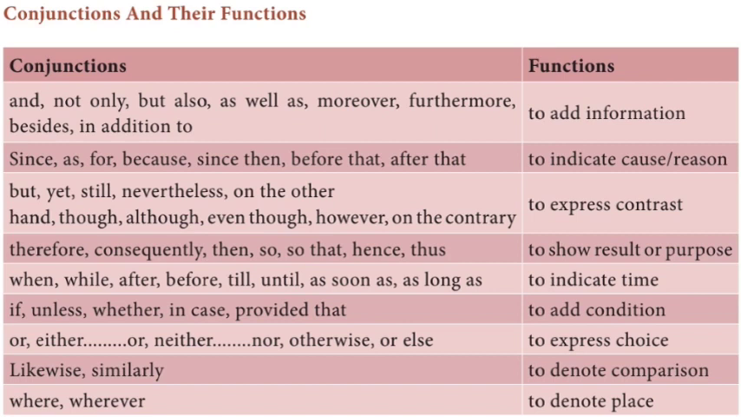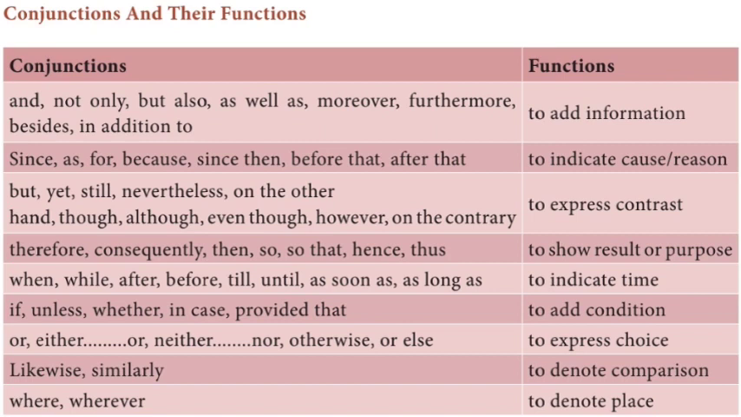Since, as, for, because, since then, before that, after that. Next one, to express contrast, that is opposite meaning. For that we have to use but, yet, still, nevertheless, on the other hand, though, although, even though, however, on the contrary. These words are used to express contrast. Next one, to show result or purpose. For that we have to use therefore, consequently, then, so that, hence, thus.